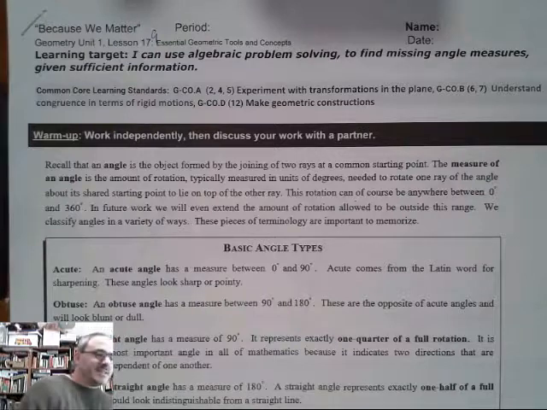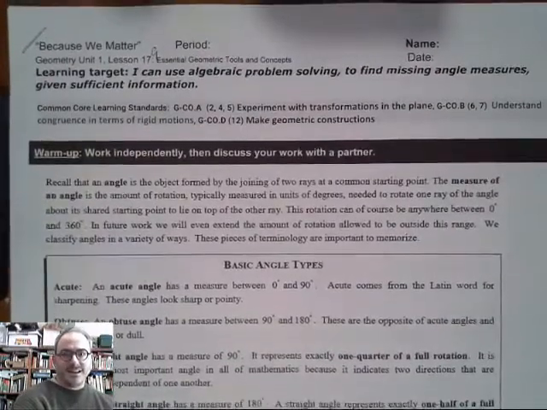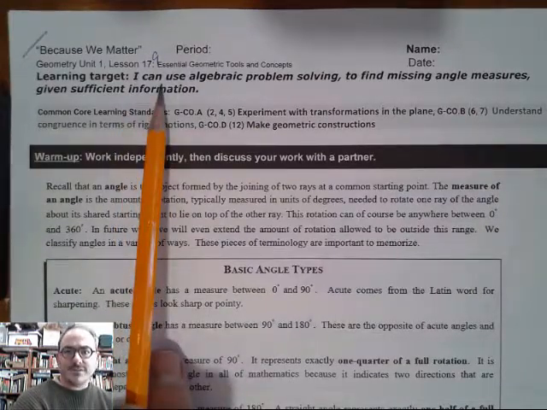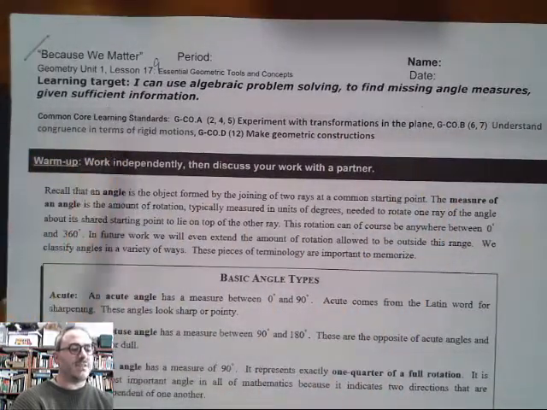All right. So, today we're going to continue on in geometry. Unit 1, Lesson 17a. There was some mix up in the numbering here. Was it 17a? And your learning target for the day is I can use algebraic problem solving to find missing angle measures given sufficient information.